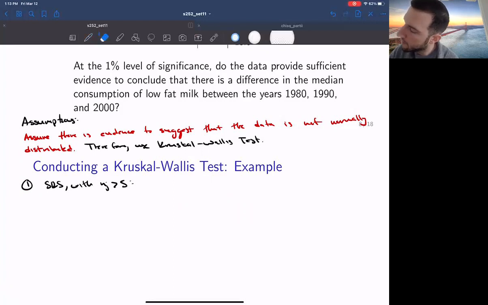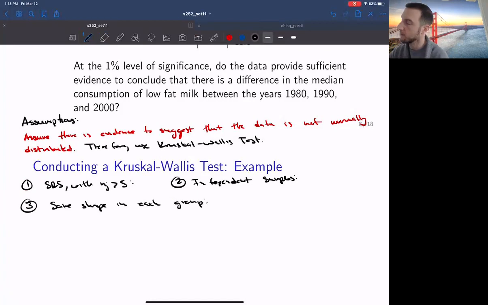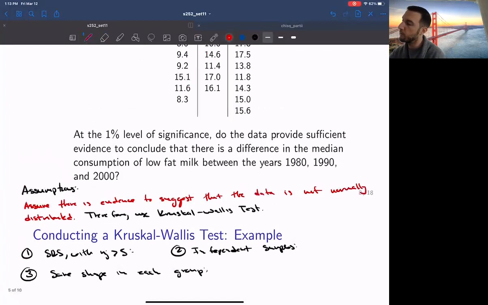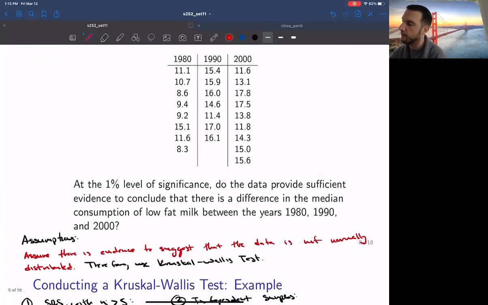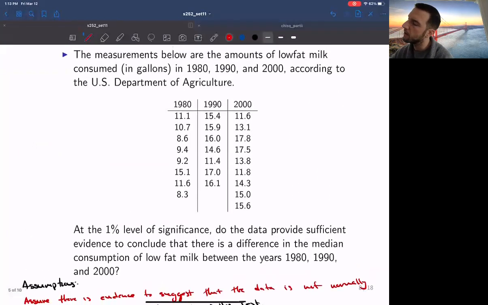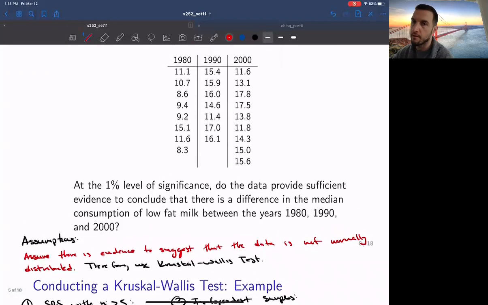Okay. 2, we would have independent samples and 3, we would have the same shape in each group. Okay, so if we can assume, well, we don't really know for sure, but let's assume that these are simple random samples, but it doesn't state clearly. We can definitely tell that the sample sizes are greater than 5, right?